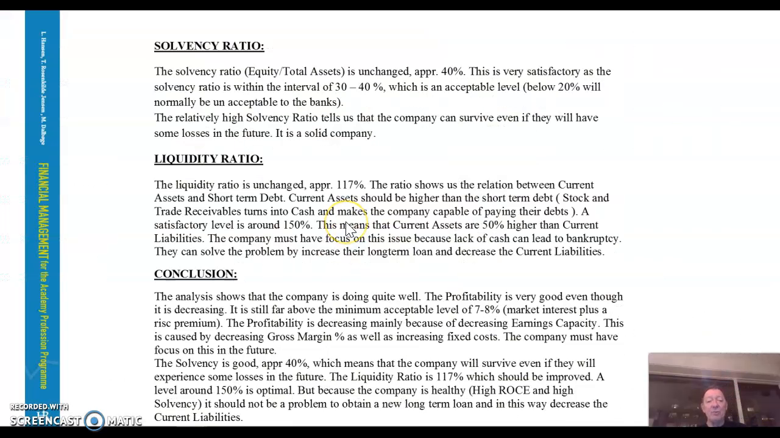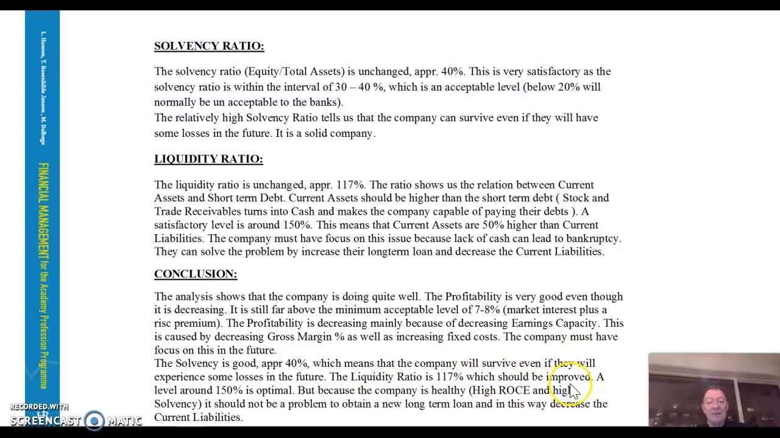And then the total conclusion. The analysis shows that the company is doing quite well. The profitability is very good, and of course it's a problem that it's decreasing, but it's still far above the acceptable level of 7 to 8%. And the reason for this decrease is that earnings capacity decreases, and also the capital adjustment. The solvency is good, which means that the company can survive.